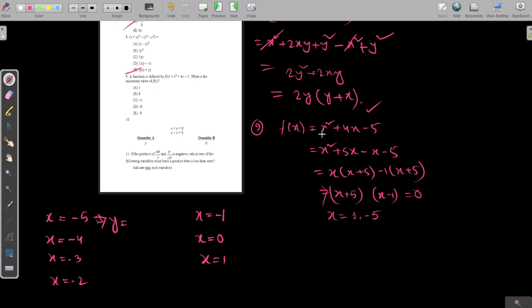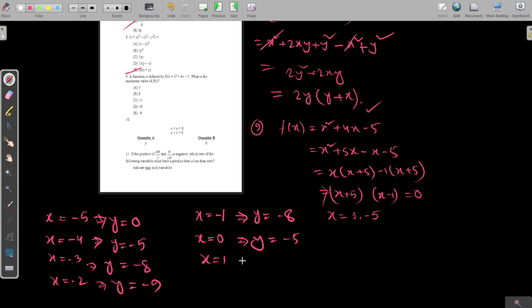If I put -5, then 25 - 20 - 5 means 0. If I put -4, then 16 - 16, 0 - 5, so this will be -5. If I put -3, then plus 9 - 12 means -3, -3 - 5 is -8. If I put -2, then 4 - 8 means -4, -4 - 5 means -9. If I put -1, then 1 - 4 is -3, -3 - 5 is -8. If I put 0, I get -5. And for 1, 1 + 4 means 5, 5 - 5 means 0.